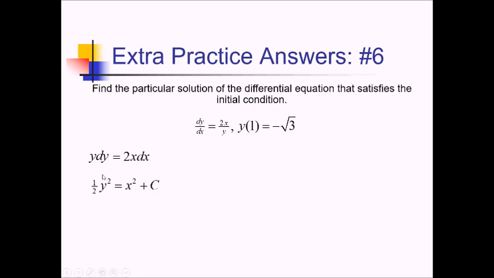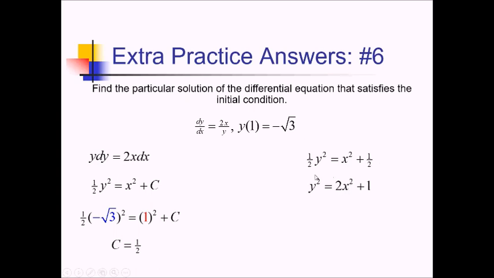So I have 1/2 times the y value negative radical 3 squared equals, we have an x value of 1 being squared plus a c. So this is going to be, let's see, 1/2 times just 3, so 3/2. We have a 1 on the right. 3/2 minus 1 gives us a c value of 1/2. Plugging that back in up here, I get this equation right here. Now I have to isolate the y value. So that's going to be, let's see, multiply everything by 2. We have 2x squared plus 1.